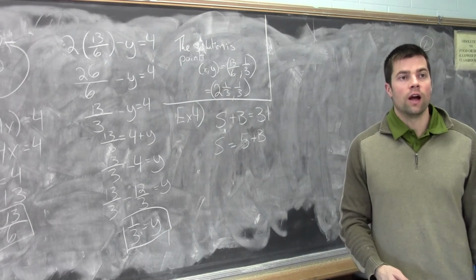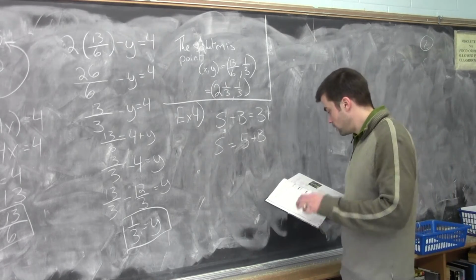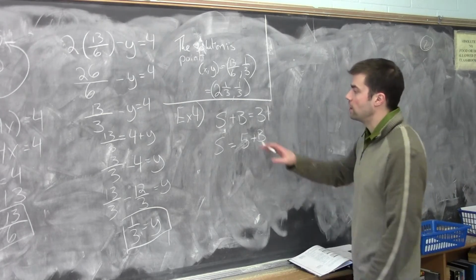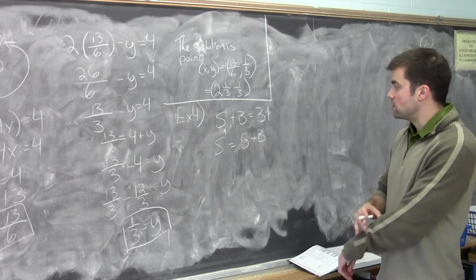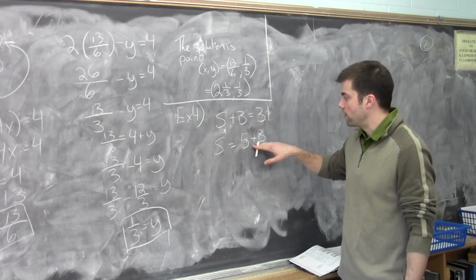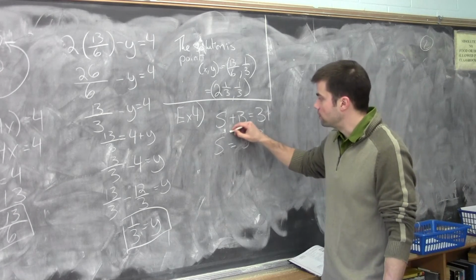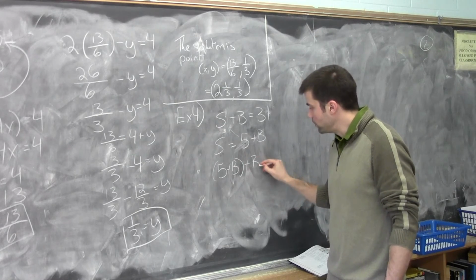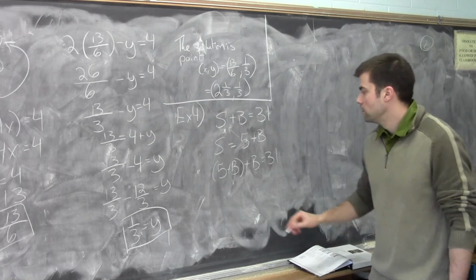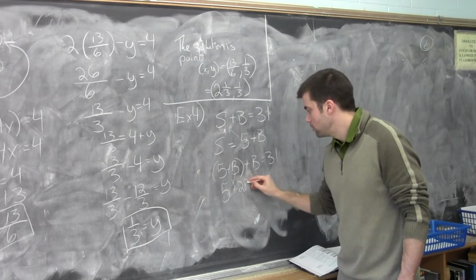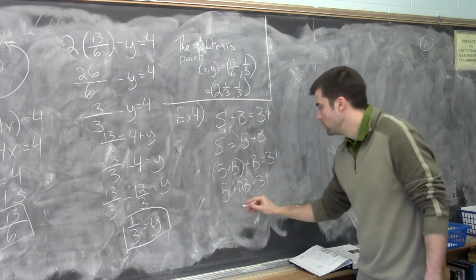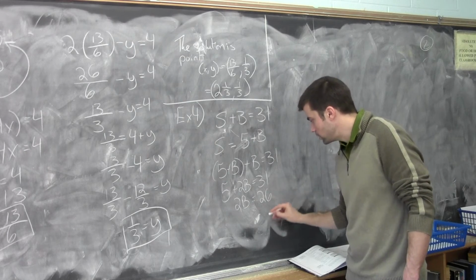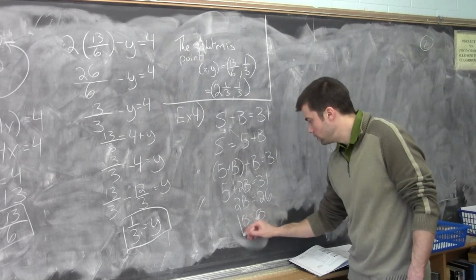We're going to use substitution now to find out how many fish Stephanie has and how many fish Brett has. All right, so this is kind of an easy scenario. We already have it set up for substitution. We have the value of S as 5 plus B. So you're just going to take that value and substitute in for S. So 5 plus B plus B is equal to 31. So now we have 5 plus 2B is equal to 31. 2B is equal to 31 minus 5, which is 26. B is equal to 13.